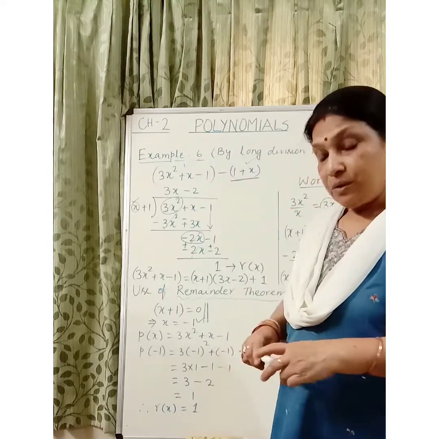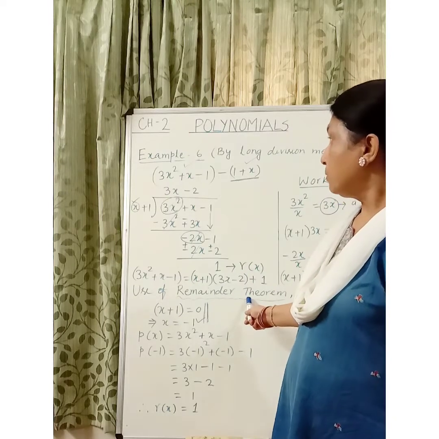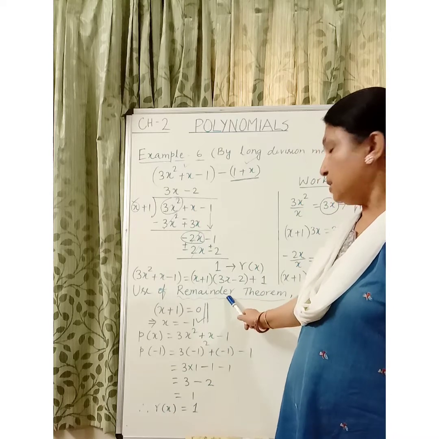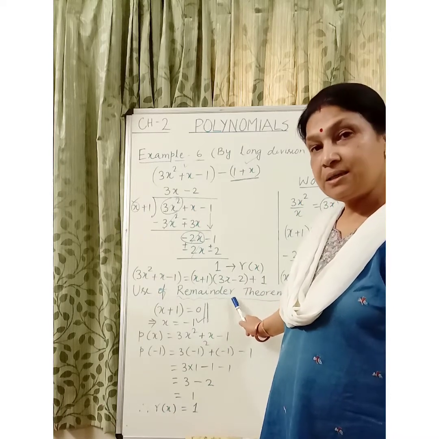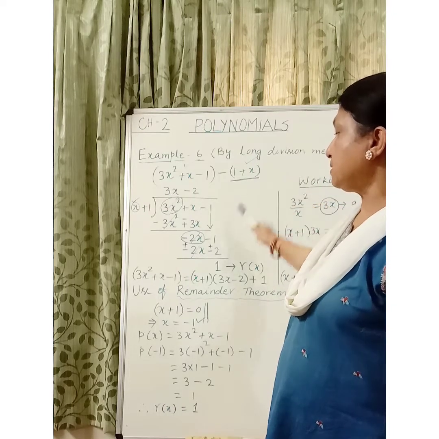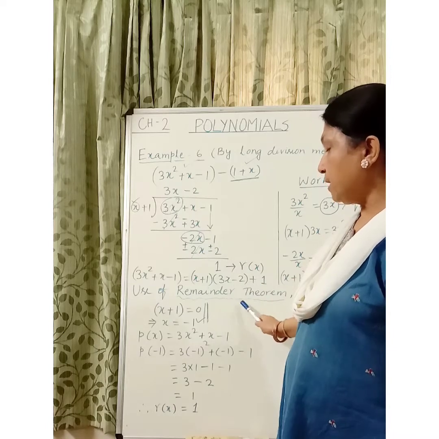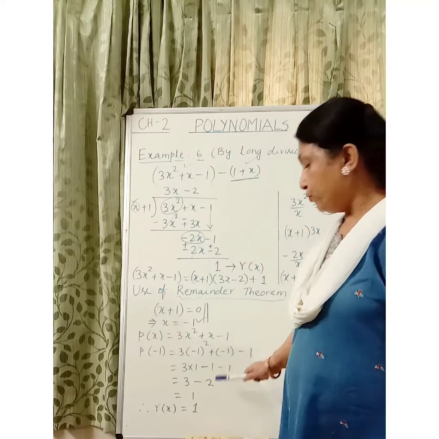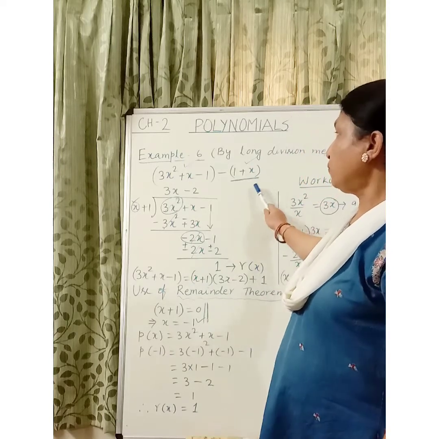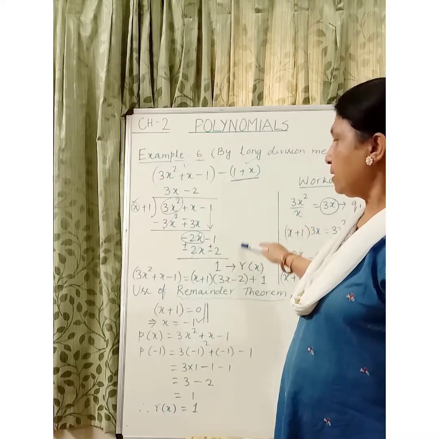So when it is asking to find out the remainder, we can just use the remainder theorem. Unless it is asked to find by the long division method, it is not necessary to divide by long division method. Here we will be mainly using the remainder theorem to find out the remainder. Whenever the question is given to find out the remainder by the long division method, then we will be using that method.